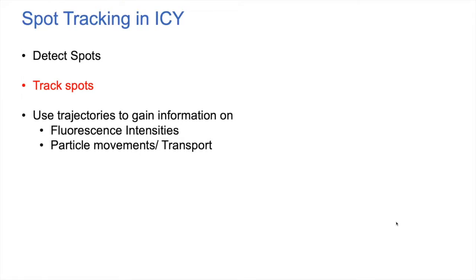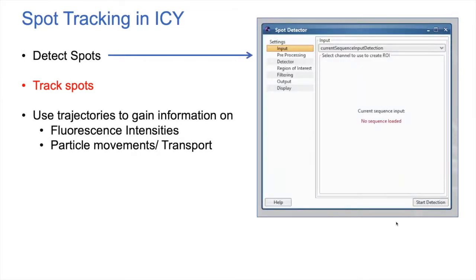So basically the spot tracking uses these two functions. You detect spots, and for detection, you want to say what your input file is. The input is always set to the current sequence input detection. So if you have an image open on the software, that is going to be your current input sequence. You might have situations where you have multiple images open on your software, right? And only the one that you click last will be the current image that you're going to put as input here. So that's what you've got to remember about this input section, right?